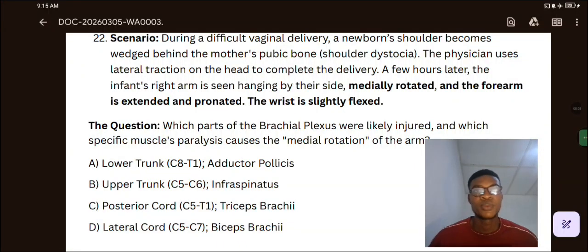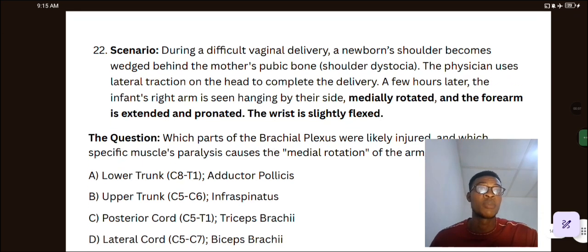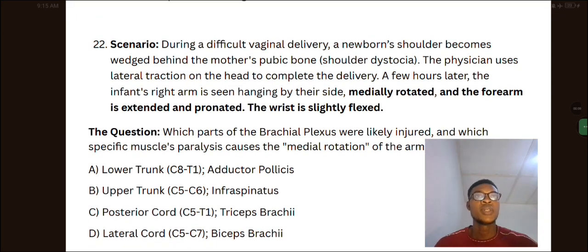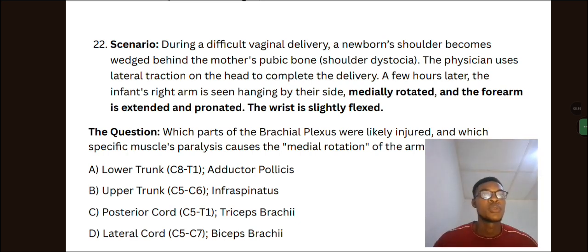Alright, so welcome to today's series on muscle anatomy questions, or the upper limb question series. It says during a difficult vaginal delivery, a newborn baby's shoulder becomes wedged behind the mother's pubic bone. The physician uses lateral traction on the head to complete the delivery.